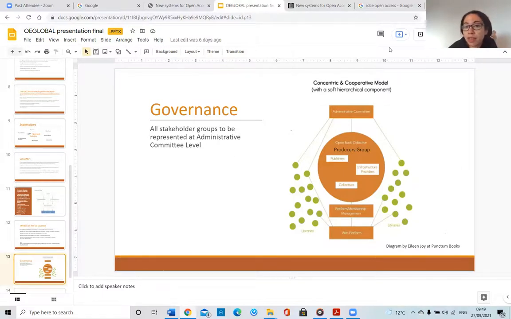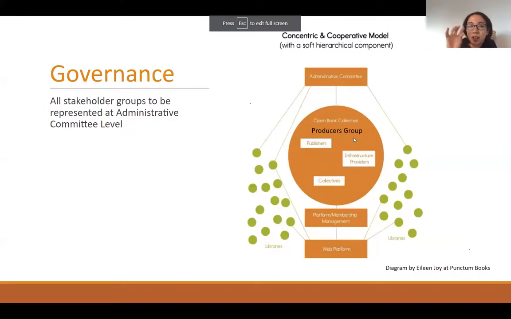But what we're thinking right now is that all stakeholder groups are represented at the level of this administrative committee at the top. So we're calling it a concentric and cooperative model with a soft hierarchical component. It's a bit of a mouthful. We'll probably change that soon. We might take out the word cooperative because that's got legal implications. In the center here is the Open Book Collective Producers Group.